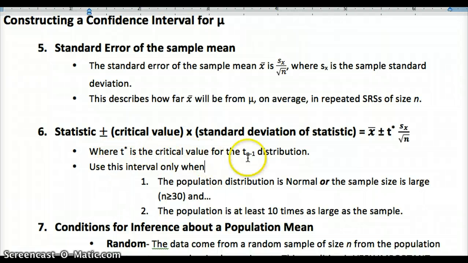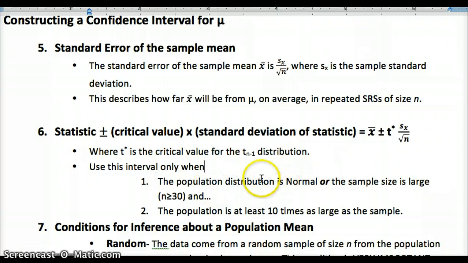So t star is the critical value given to you in the table, and you figure it out by subtracting 1 from the sample size. So we can use this interval when the population distribution is normal or the sample size is large, so greater than or equal to 30. Remember this? What theorem is that? Central limit theorem, greater than or equal to 30.